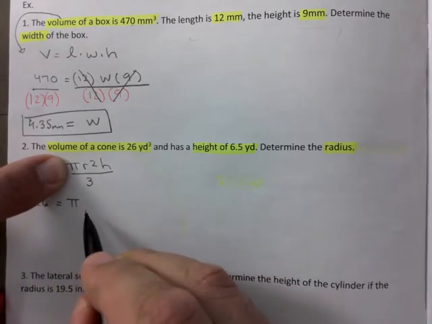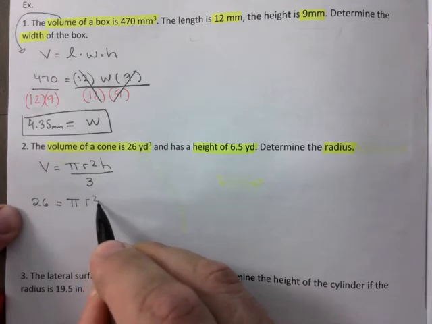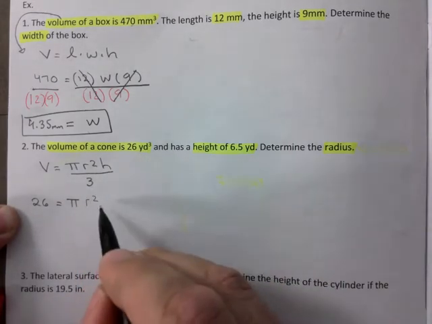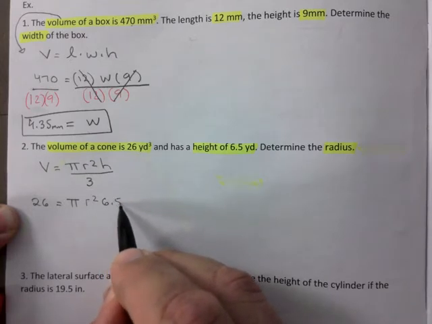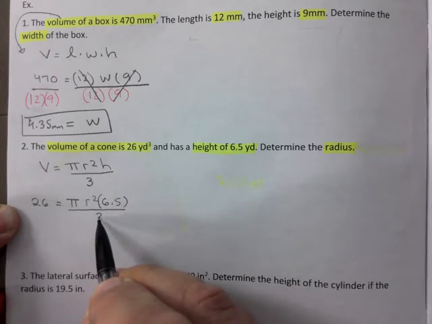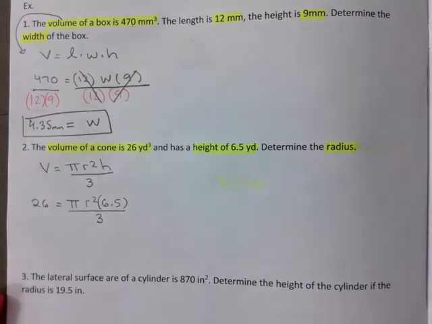Pi radius squared. I don't know what radius is, so I just need to leave it like that. And I do know the height, which is 6.5. I'm going to put that in brackets. Divided by 3. Don't forget about divided by 3. What would you do first? What would you try to get rid of first?